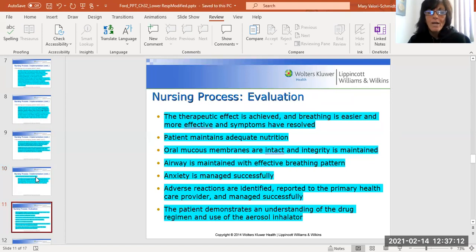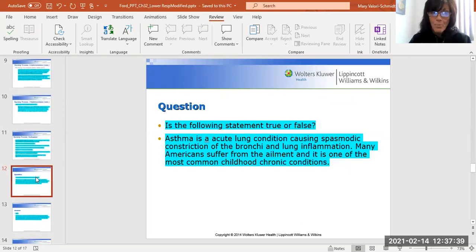And then how do you evaluate the effectiveness? Well, are the symptoms gone? Do they feel better? Can they breathe? Is their nutrition good? Do they not have candidiasis? Is their airway maintained? Can they breathe in and out? Is their anxiety being managed? If there were adverse effects, were they minor? Or if they were major, were they reported and then managed? And does the patient understand how to use the drug and when to use the drug, and et cetera, et cetera? These are all important things.